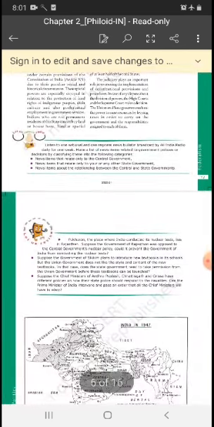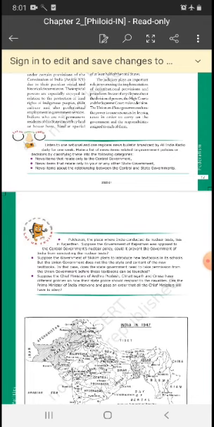Now, we'll see how federalism is practiced. The real success of federalism in India is attributed to its nature of democratic politics. Have a look at some of the major ways in which federalism is practiced in India. Linguistic states.